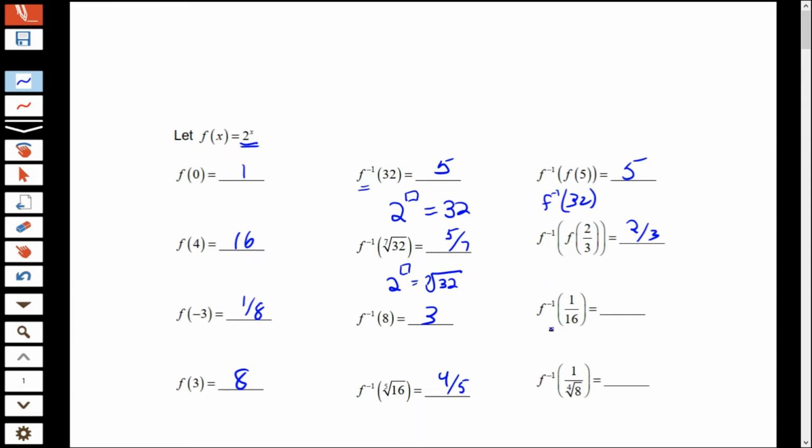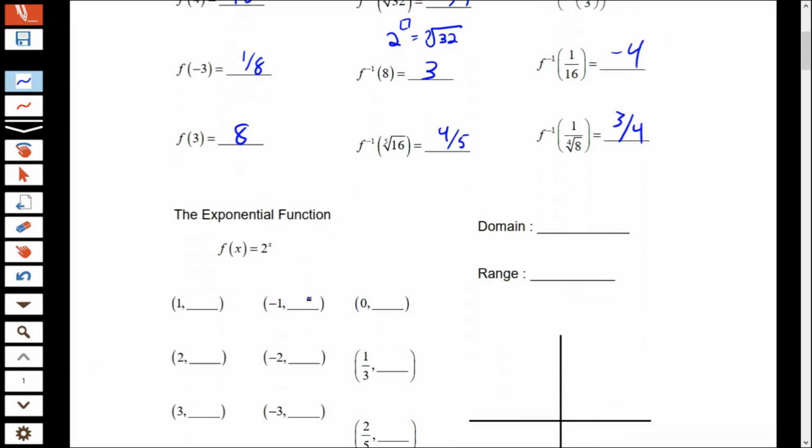F inverse of 1/16, 2 to the what power is 1/16? That's going to be the negative 4th power. And this is the 3/4, right? 2 to the 3rd gives me 8, and the 4th root is the 4th in the exponent, okay?